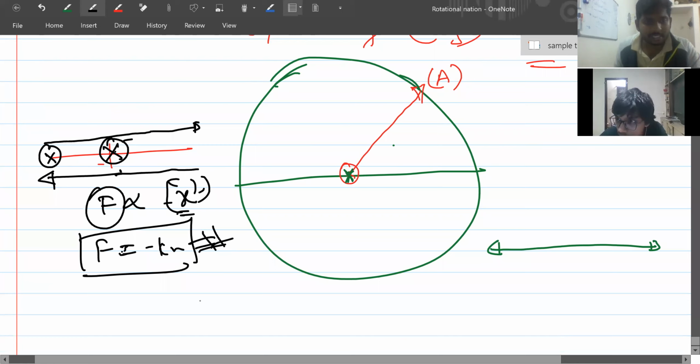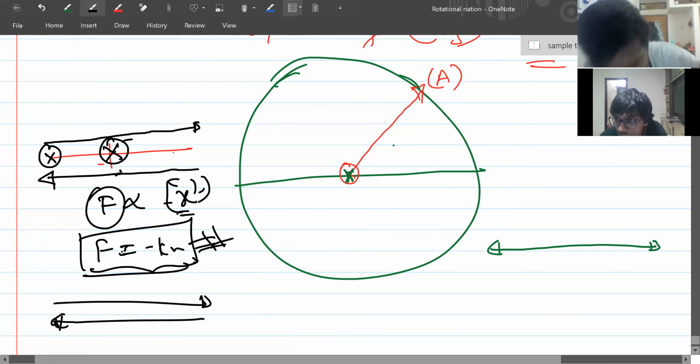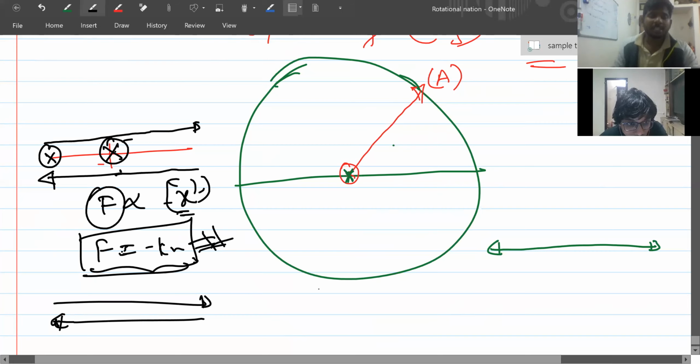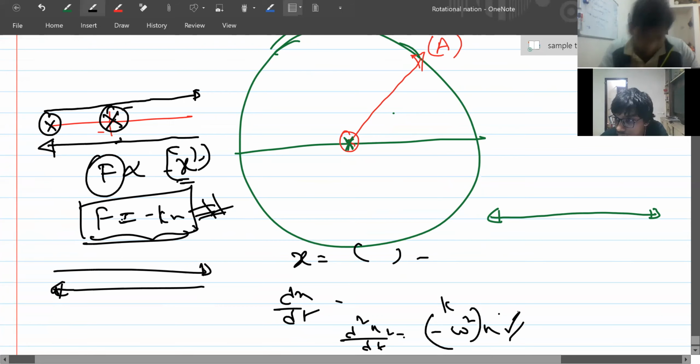So periodic motion is also repeating, right? The motion will repeat, but in SHM the force is proportional to minus kx, and if the displacement from the mean position is high, then the force will also be high. So how to find out that equation? If the position x is given as some equation in the question, you find dx by dt, you find d2x by dt2. If it is equal to minus omega square into x, some constant into x, then you can say that is a simple harmonic motion. If it is not coming, then that is not a simple harmonic motion.